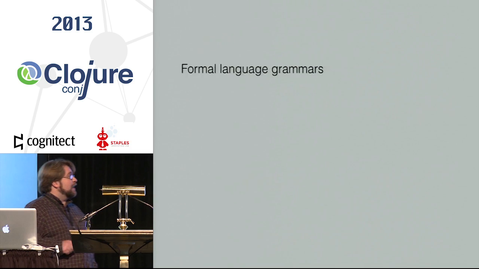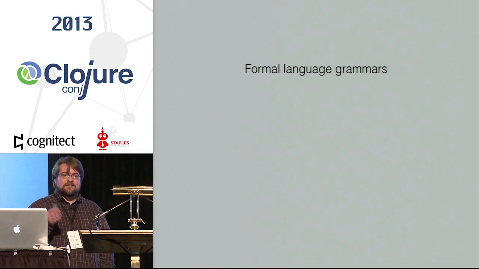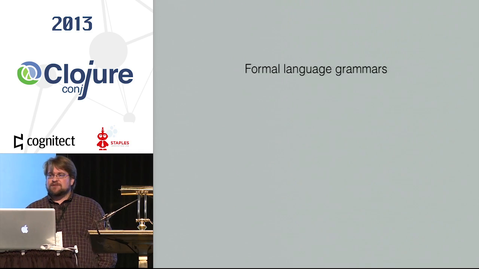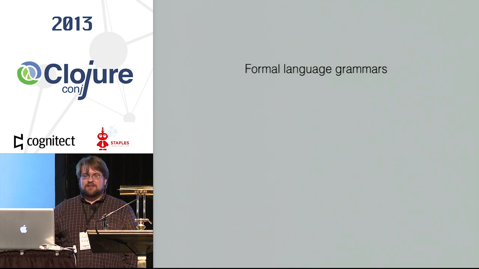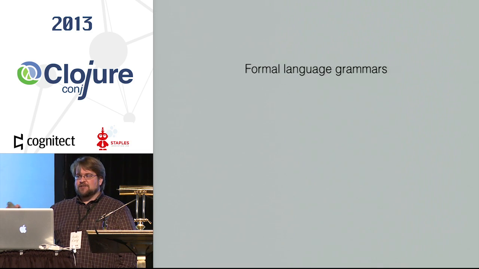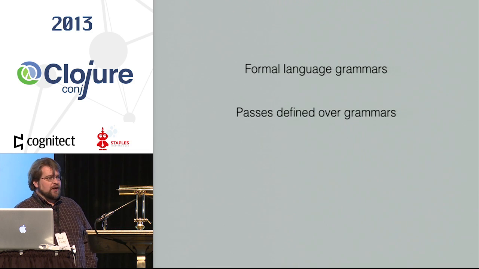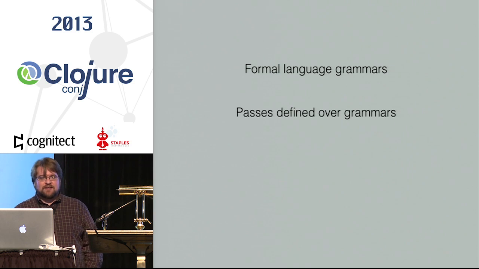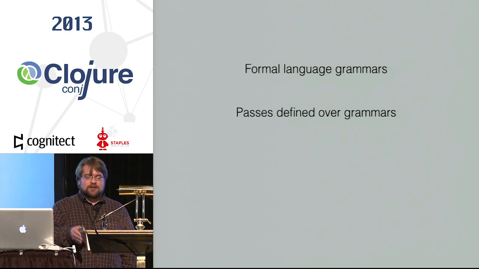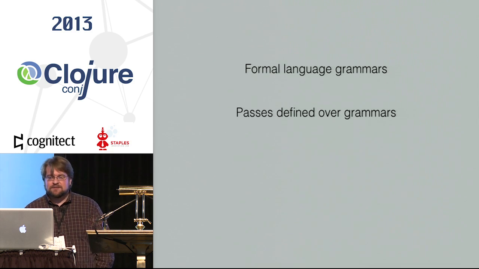Some of the details of the Nanopass framework: we have formal language grammars. So we define the syntax of each of our intermediate representations between each of our passes. This gives us the ability to check that information as we go along. We then define passes over these grammars. So we're able to create these passes and make sure that they have a formal input and formal output language. When I say formal here, I'm just talking about a grammar syntax and not a semantics.